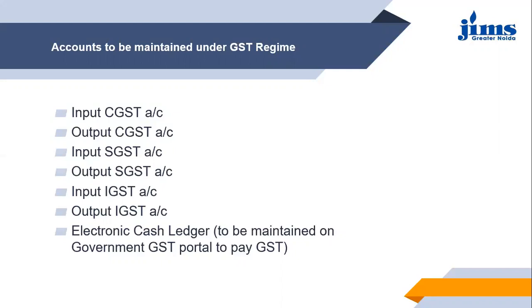Then it is the electronic cash ledger to be maintained on the government GST portal. You all know this very well, that the electronic cash ledger is the portal account that you need to maintain, which talks about what all credit you have made to the government in reference to cash, and what amounts have been debited out of that in terms of payment of taxes to the government. So this electronic cash ledger will be prepared in your portal under your registration number.